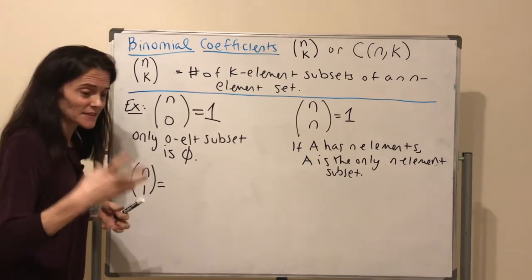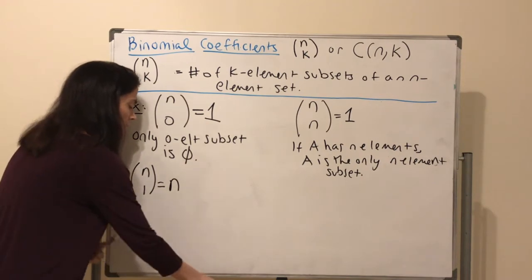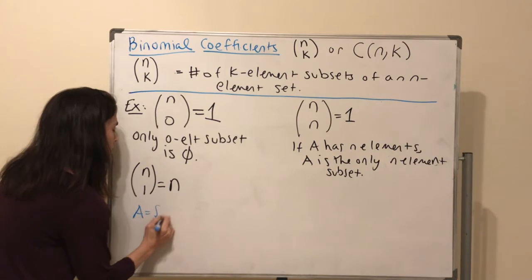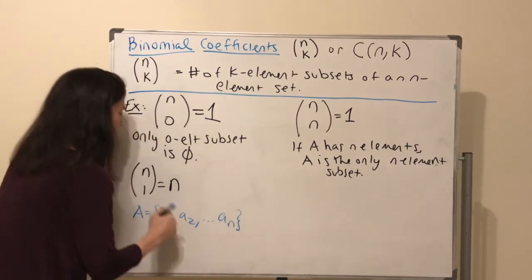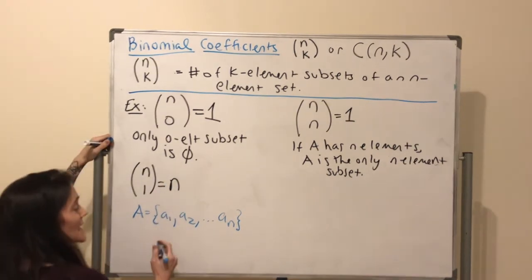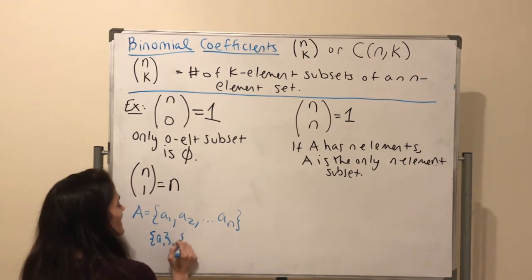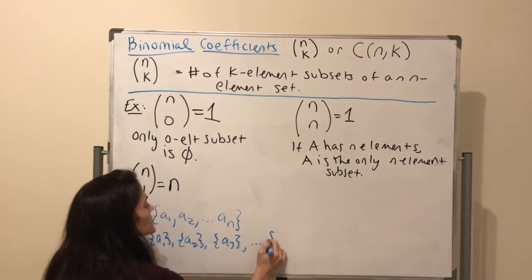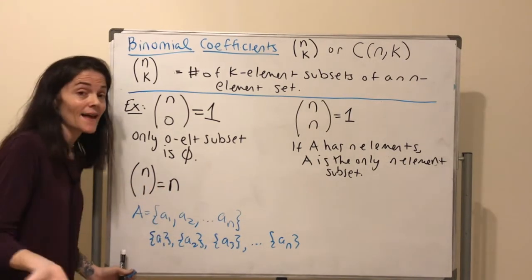Well, this is just the singletons, and this is just the number of elements, because let's suppose A is A1, A2, out to An. Then, how do we get all the 1 element subsets? Like I said, this is the singletons. So this would be A1, A2, there's one with A3, and then out to An. We see there are n of them. So n choose 1 is n.